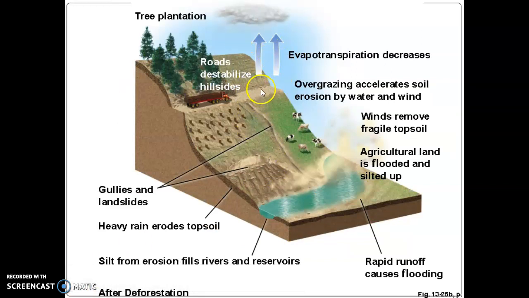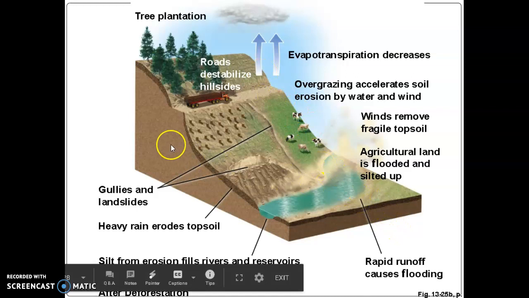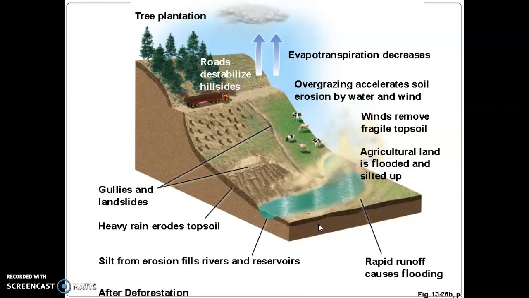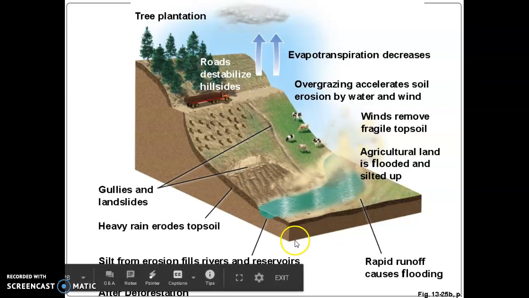So when we do this, because there's not a lot of evaporation and transpiration from the plants, that decreases, so you get less rain and you get greater amounts of erosion. The wind blows the soil away, the water carries it with the runoff. You can end up with gullies and landslides, and then your rivers get filled up and dry up because of all of the deposition that is taking place, and that rapid runoff creates flooding.